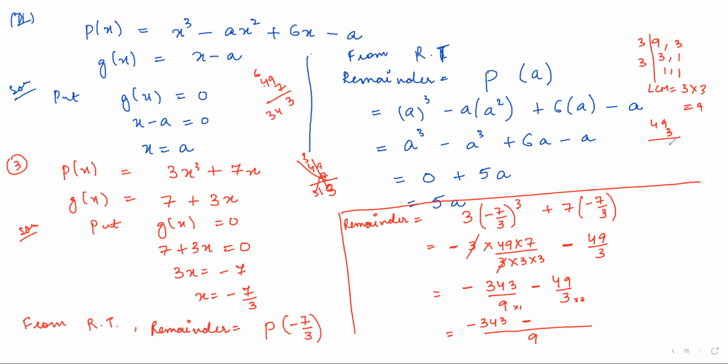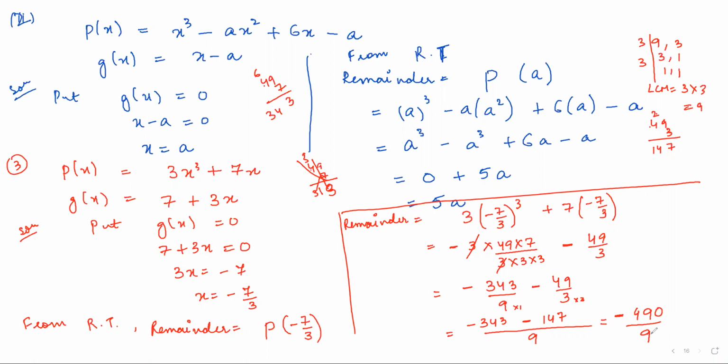So 3 into 9 is 27, carry 2. 3 into 4 is 12 and 2, 14. So 147 I get. Now both the numbers are minus, so they will add up, right? Minus minus becomes plus, but with a minus sign. So please add them. 7 and 3 is 10, carry 1. 4 and 4 is 8 and 1, 9. And 3 and 1 is 4. So I'm getting minus 490 divided by 9, right?